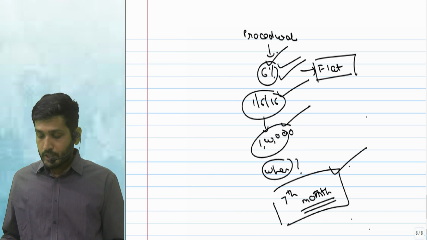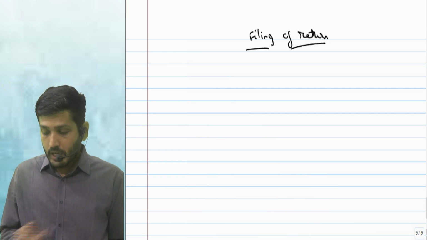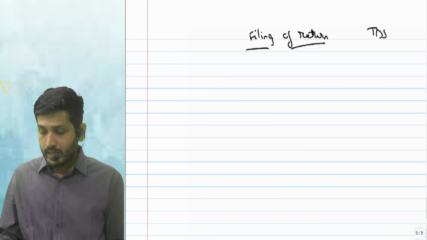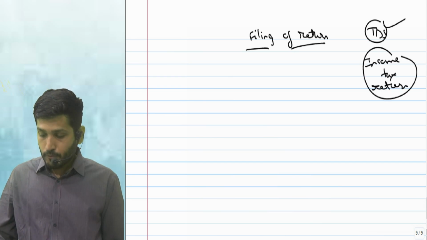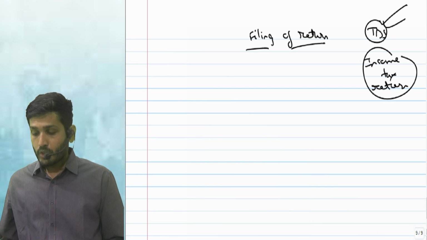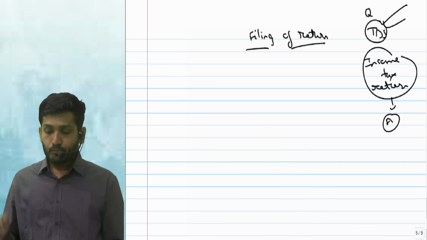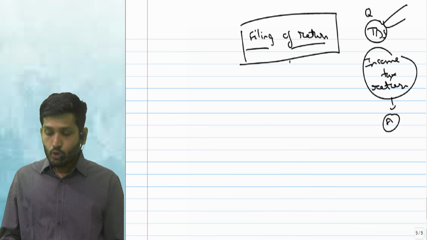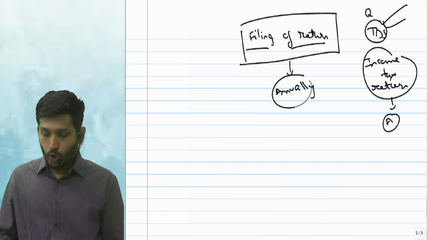Next part, what we have to understand in procedural part is filing of return. Now again, I like to compare it with TDS law. And while comparing with TDS law, I'll also like to compare with your normal income tax returns, so that it will be easy for us to remember. So first of all, TDS returns are to be filed quarterly, and you file your income tax returns annually. Now for equalization levy, you have to file your return annually. There is no need to file return quarterly.